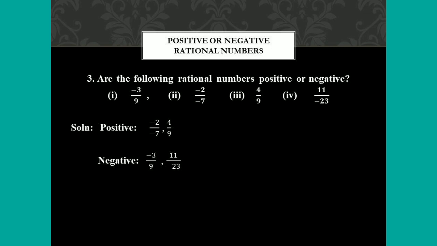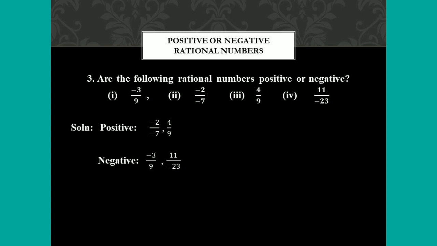Look at all the four numbers, find out the positive rational number and the negative rational number. So what I said, for positive both should be the same sign. So look at your second problem and third problem, minus 2 divided by minus 7, both are the same sign, negative sign. Similarly, your third problem, 4 divided by 9, both are positive symbol. So these two numbers are called positive rational numbers.